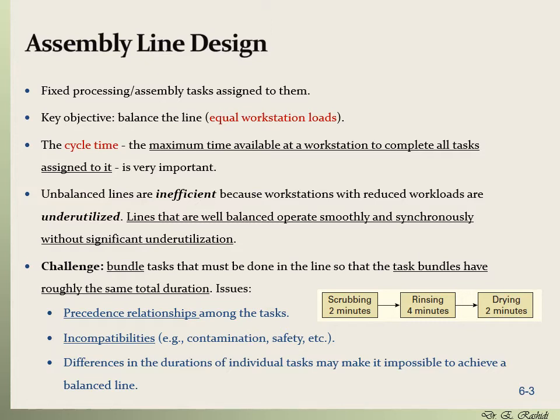One important aspect to consider is the cycle time, which is the maximum time available at a workstation to complete all the tasks assigned to that station. The cycle time is the amount of time that each bundle of work is given to perform all the tasks. Cycle time intervals are signaled using buzzers, or the conveyor that goes from one workstation or bundle to another may move the product to the next workstation at a specified time.